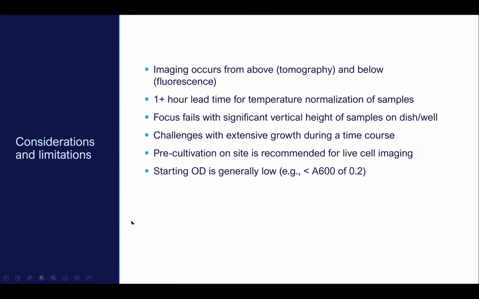So, considerations and limitations of this platform. Imaging occurs from above, and then light goes through the platform and is collected below. As a result, you need thin samples.